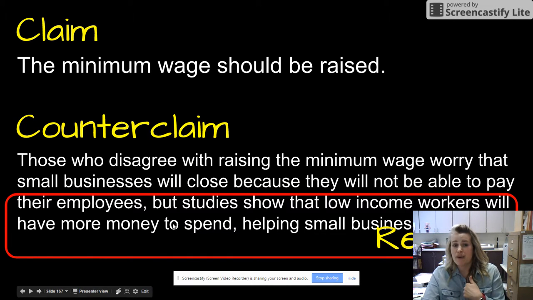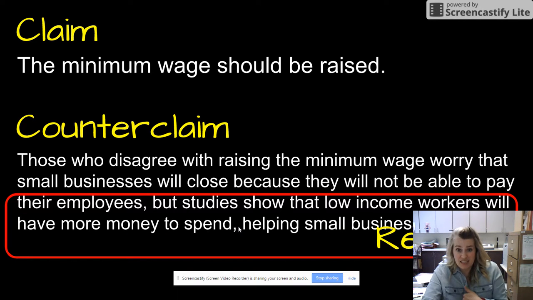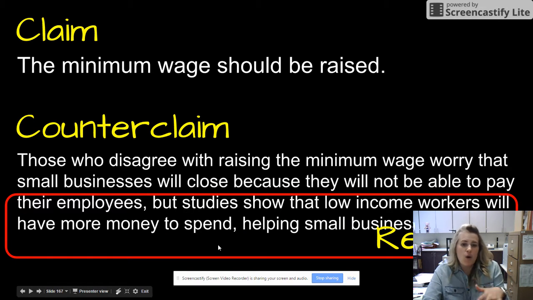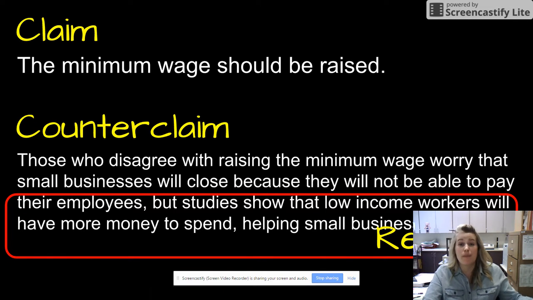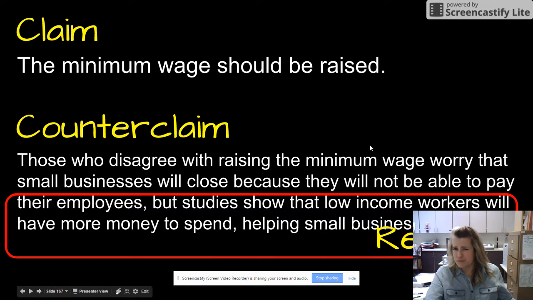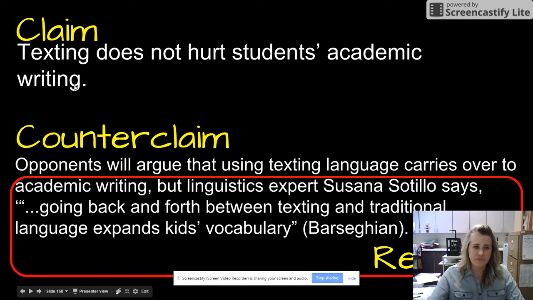But now I've got my rebuttal and I'm going to say, you're wrong, because studies show that low-income workers will have more money to spend helping small businesses. So my rebuttal is saying, if you do raise the minimum wage, like I've suggested, it won't be a problem. Businesses won't close because there'll actually be more people there buying stuff. Okay, let's look at one last example.